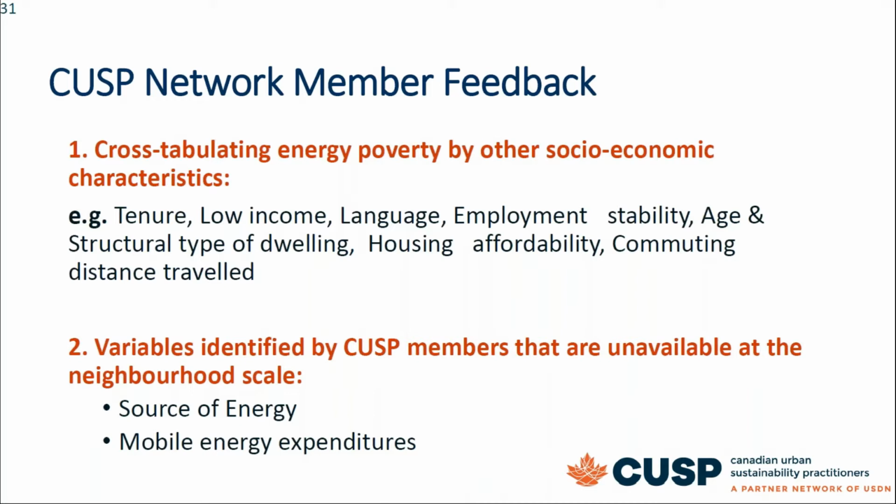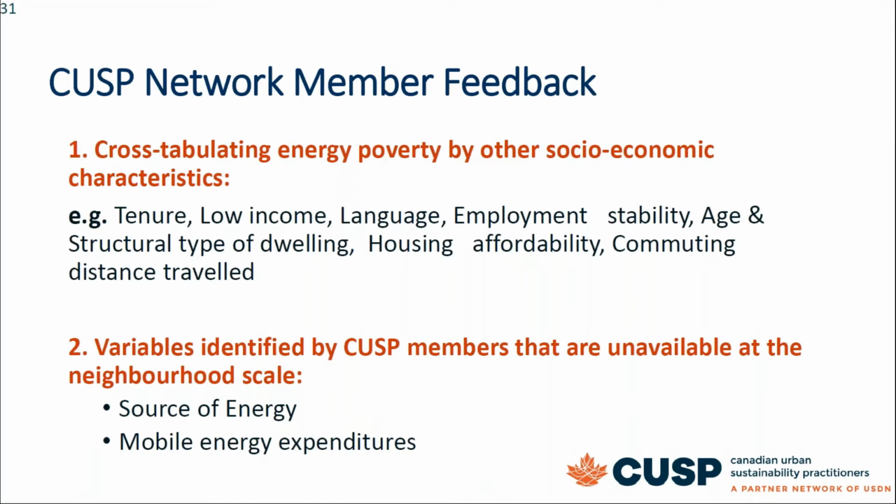One of them is the source of energy in terms of home energy use. So the census includes two big categories of home energy. One is electricity, and a second is all others. And the others include natural gas, oil, wood, and things like propane. But because natural gas is lumped in with oil and a bunch of others, it's not really a helpful way to look at source of energy.